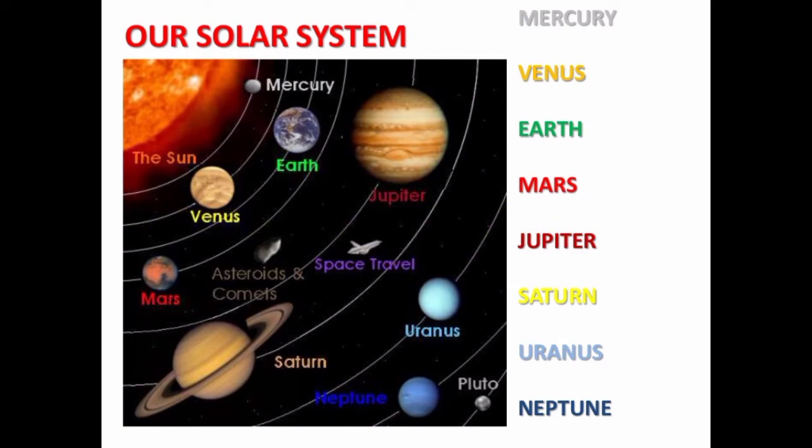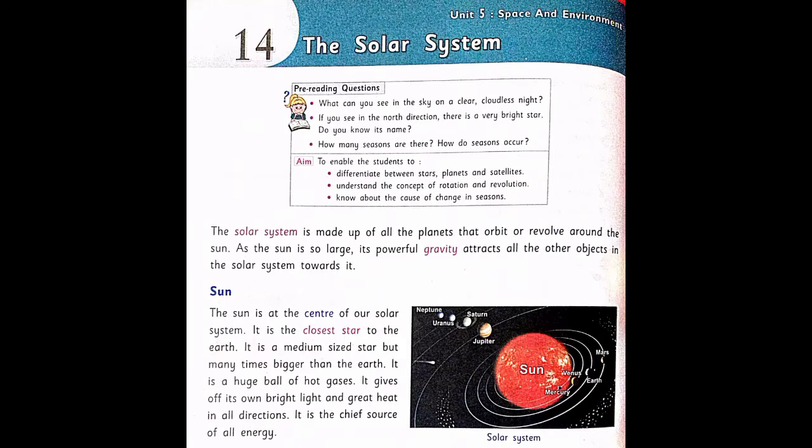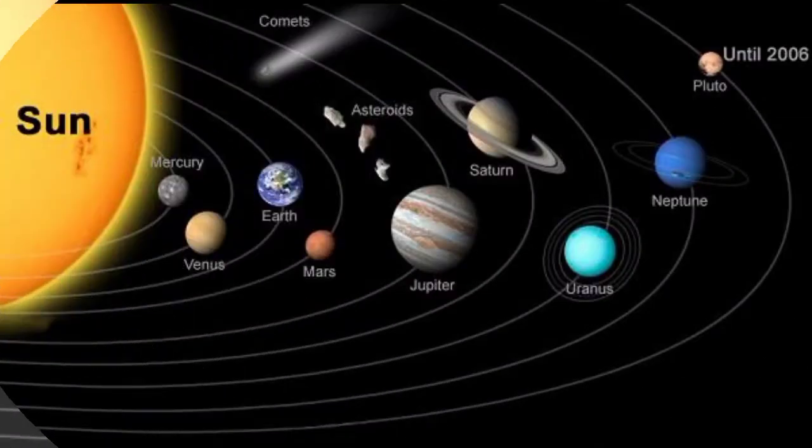Students, today we are going to start our new chapter, that is the solar system. Okay, so first give me the answer of one question: what can you see in the sky on a clear cloudless night? Let me answer. You can see the moon and so many stars, right?